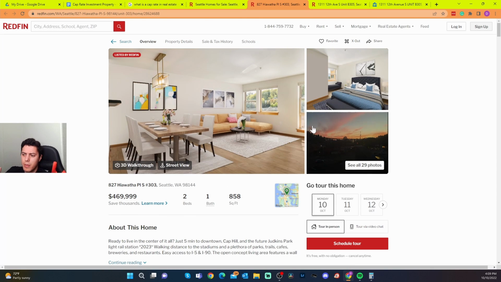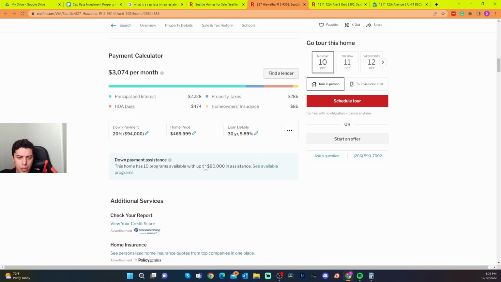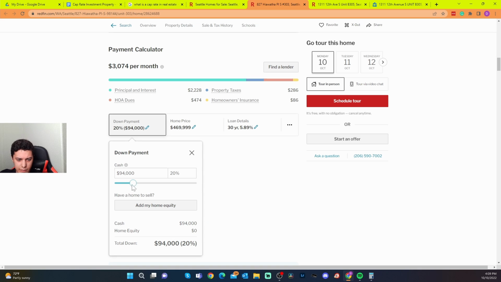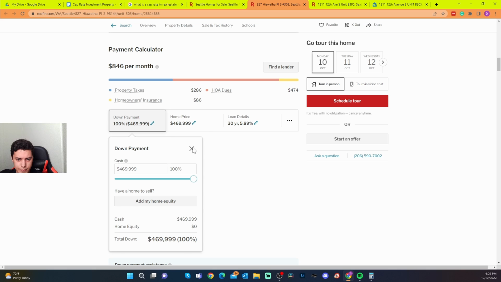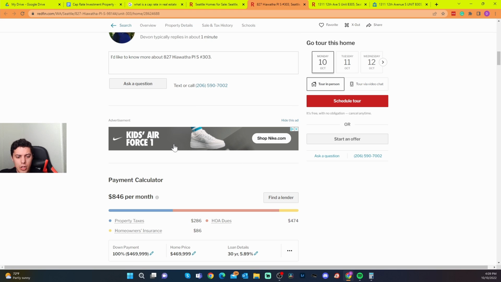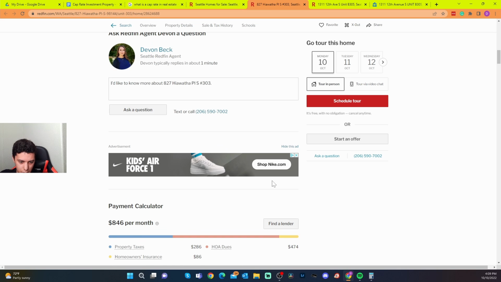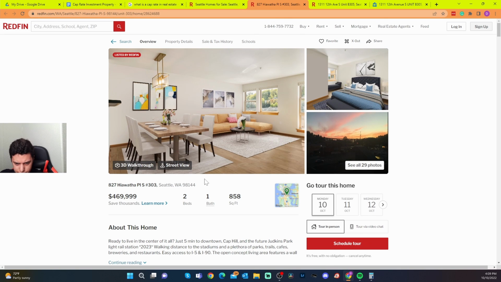That's the reason why people say put all your money in cash in the property. Because if you put, how much is this? $470,000. If you do that, basically you're making more money if you put the money all in the house. So you're really only paying this much, $846. You don't owe any money anymore. You still have to pay HOA dues, homeowners insurance, property taxes, and all that. $846.